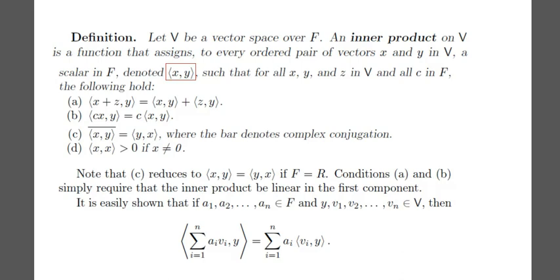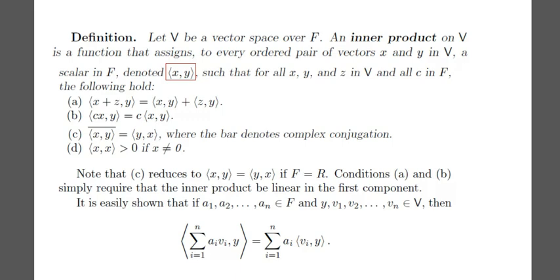First, the inner product of x plus z, y is the inner product of x, y plus the inner product of z, y. Second property, the inner product of cx and y is c times the inner product of x, y. So these first two properties show that the inner product must be linear in the first component. Third property, the conjugate of the inner product of x, y is the inner product of y, x, where this bar denotes the complex conjugation. And the last property, the inner product of x and x is positive whenever x is non-zero.